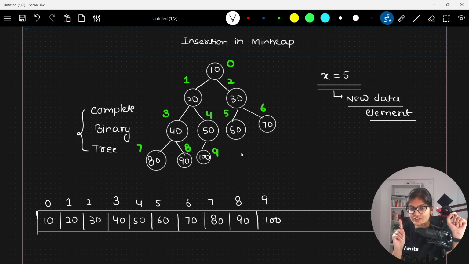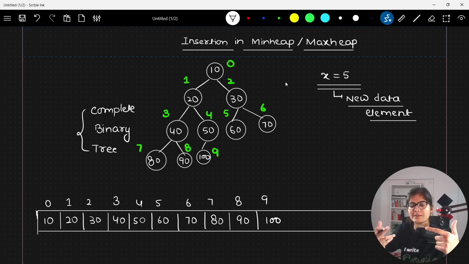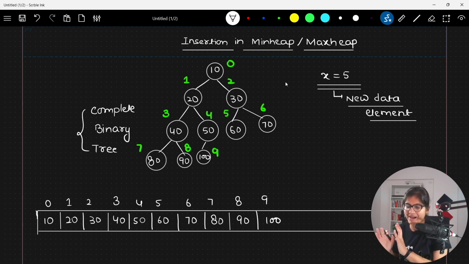Fine. So first of all, one thing you need to remember is that whenever we are talking about insertion in any Minheap, the same thing will be applicable for a Maxheap as well. The only difference is that the Maxheap relationship is reversed. At that point, you will have a maximum element at the parent node. So we will not talk about the Maxheap again in another video, because every process is the same. Conceptually, you should just know the difference between a Minheap and a Maxheap.